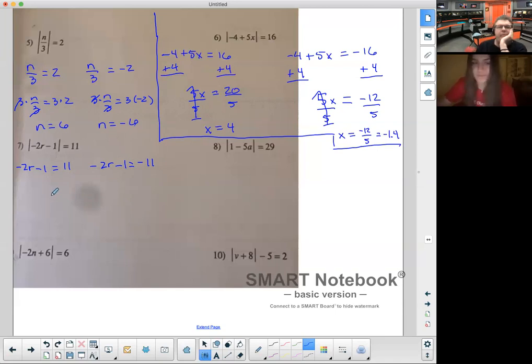Okay. So we want to get rid of negative 1. Good. So you do positive 1, and that's 0. And then you have negative 2r equals 11. Well, what if you add 1 on one side, what do you have to do to the other? Good. That's 12. And now we divide by negative 2. Good.